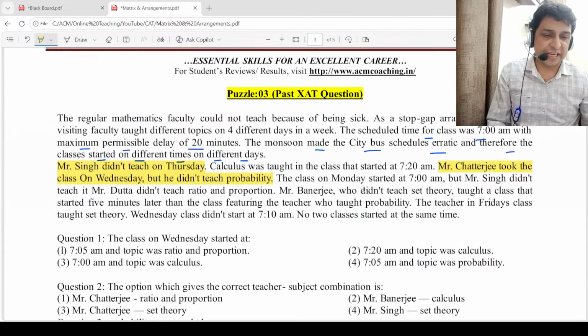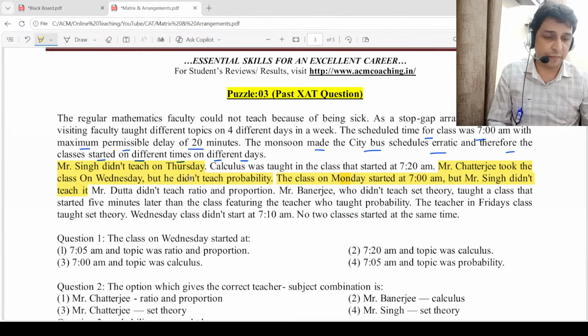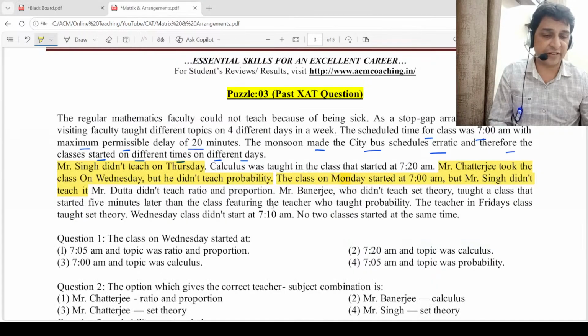The next information, the class on Monday started at 7 a.m., but Mr. Singh did not teach it. So this information also can be used because we have the information about Mr. Singh. So we can write that Mr. Singh did not take the class on Monday, which started at 7 a.m. So he will not take the class on Monday, and Monday class is at 7 a.m.